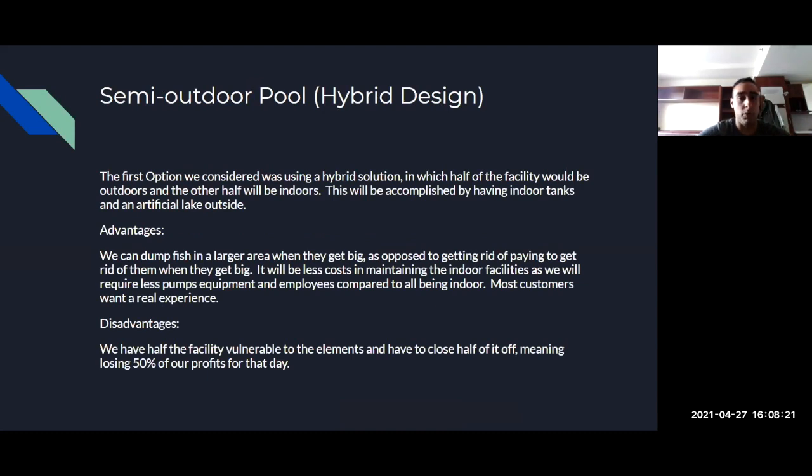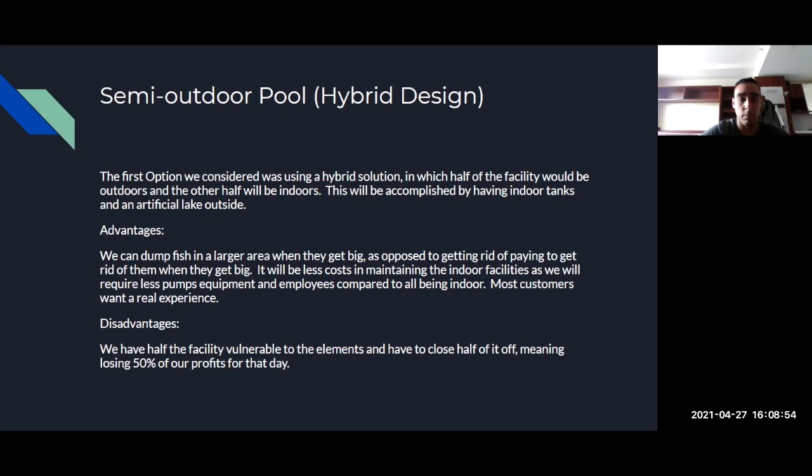Okay. Our first option was a semi-outdoor pool with a hybrid design. The first option we considered was using a hybrid solution in which half the facility was located inside of a warehouse, and the outside facility was located in an outdoor plot of land with a design for a built-in lake. We found that the main advantages of this is that once the fish grew in the indoor facility, we could put them in the larger outdoor facility, given the amount of room.